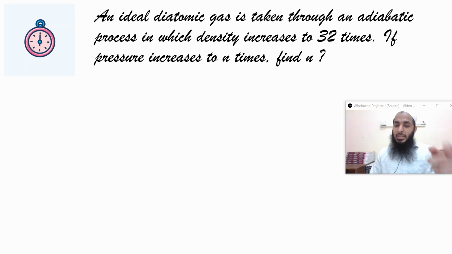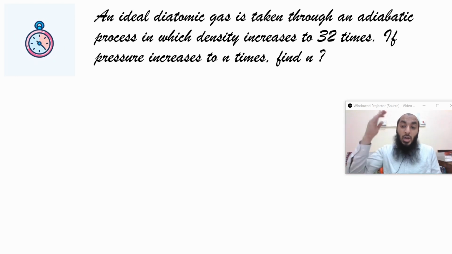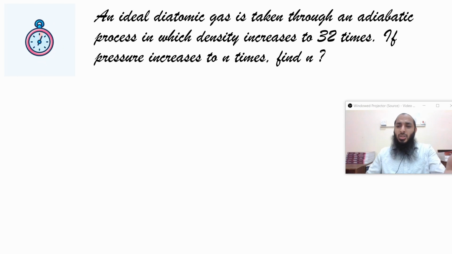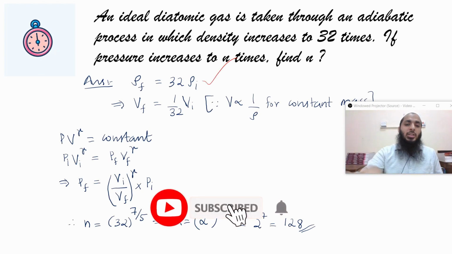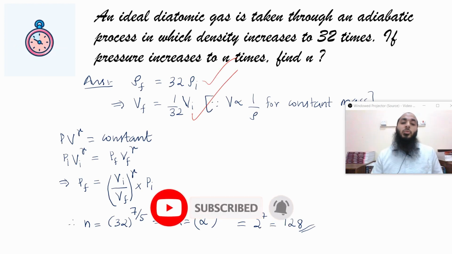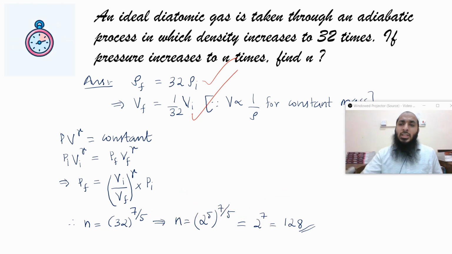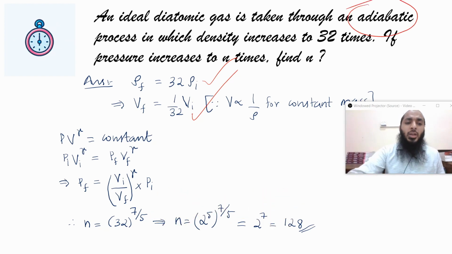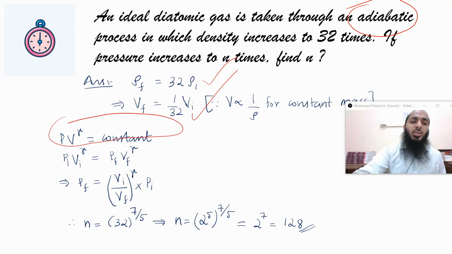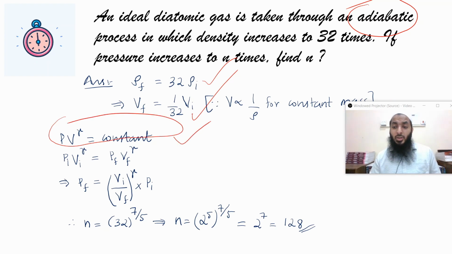Since the density is increasing to 32 times, the volume will decrease by 32 times, because density is inversely proportional to volume. We know density is equal to mass by volume, and here mass has not changed. New atoms have not come into the picture, so it's the same mass. So density is 32 times, means volume will become 1 by 32 times. And we know it's an adiabatic process. For an adiabatic process, we know that PV raised to gamma is constant. It's a very straightforward question.